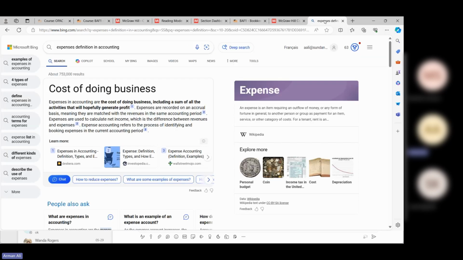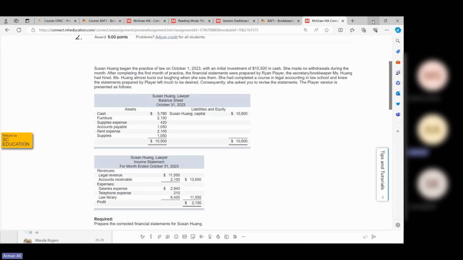So the difference between asset and expense is that an expense is incurred now to generate revenue. An asset is something that you keep with yourself and it will generate money or profit in the future. And assets are of two main types, short-term and long-term.